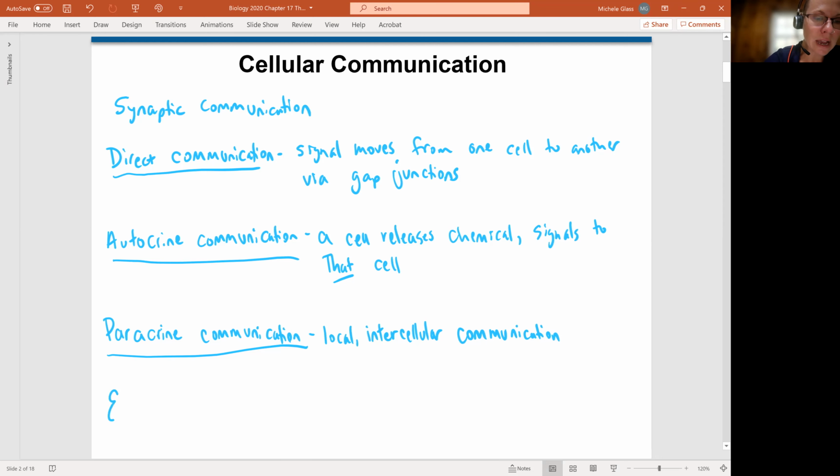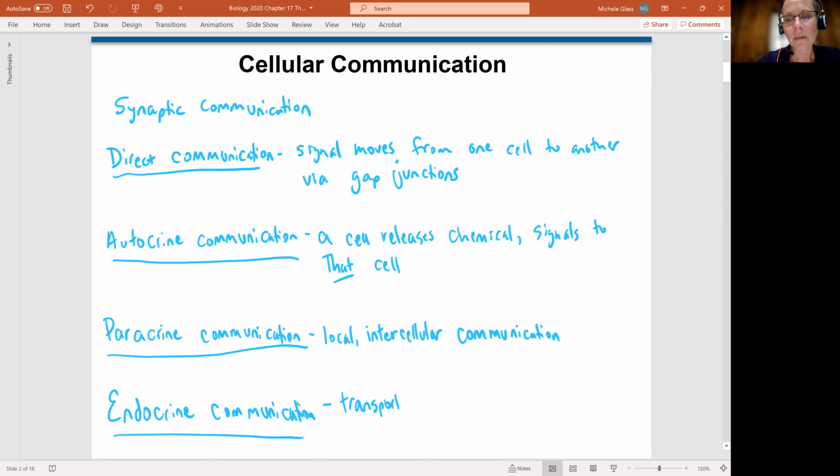And then, of course, our topic for this entire chapter is endocrine communication. Here we talked about endocrine as being more widespread, because here the signal is going to be transported. So we have the chemical messenger transported via body fluids, and primarily that's talking about the bloodstream. And so this is giving us access to all of the body tissues.